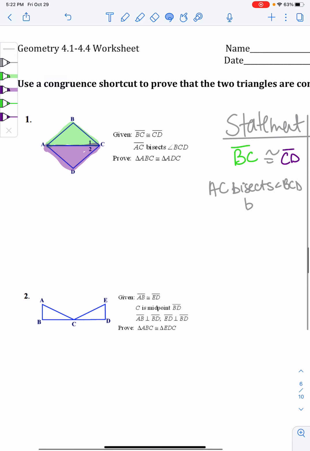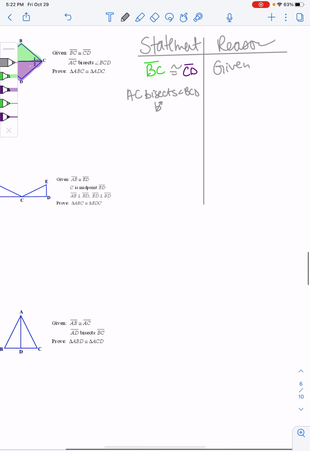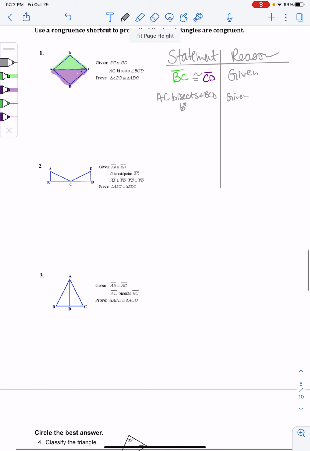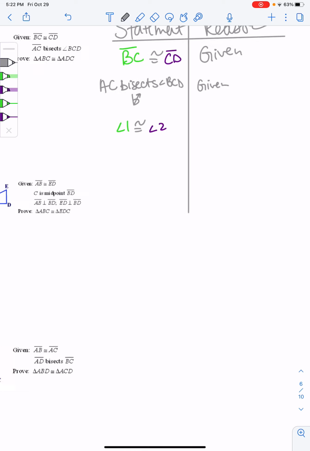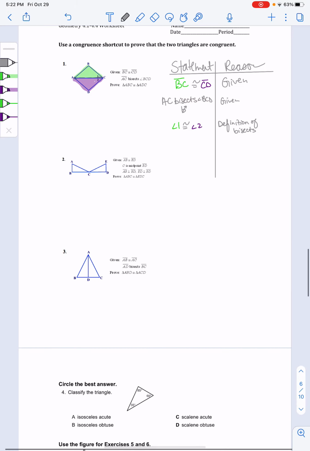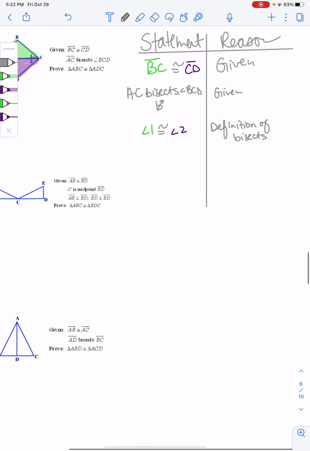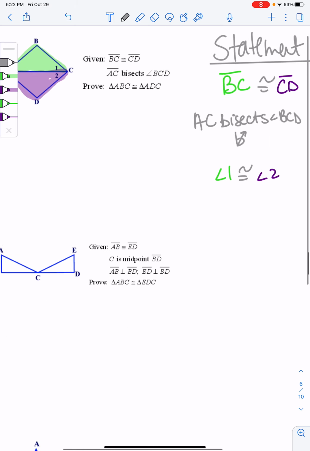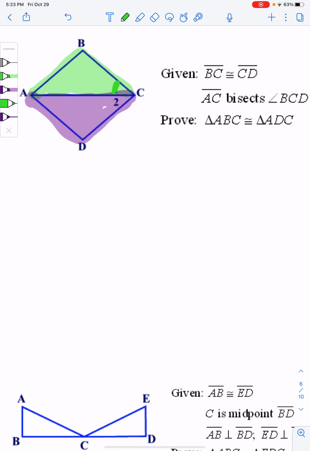So that will tell us, even though it's given, a little bit about angle 1 and angle 2. It looks like angle 1 is green and angle 2 is purple. And those have to be the same because it literally said they bisect. So I would just write definition of bisects, showing that when it was cut in half, they really are both equal halves. So far we have angle 1 matching angle 2.